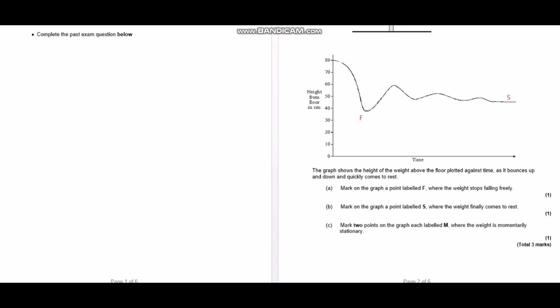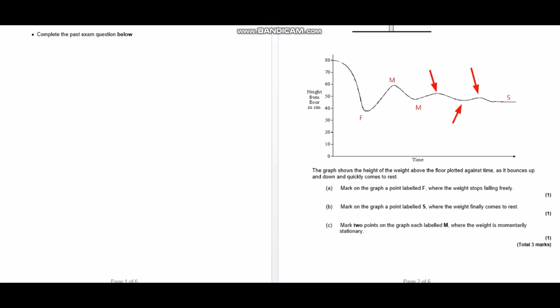C, mark 2 points on the graph, each labelled M, where the weight is momentarily stationary. So at this point, again, we should see some little flat points, however, only for a moment. So if we look at places on the graph where it changes direction from moving up to moving down, we should find 2 points where it momentarily is stationary. And so these are the 2 points I've chosen whilst it has been stationary. The points represented by the arrows also represent places where you could have put M.